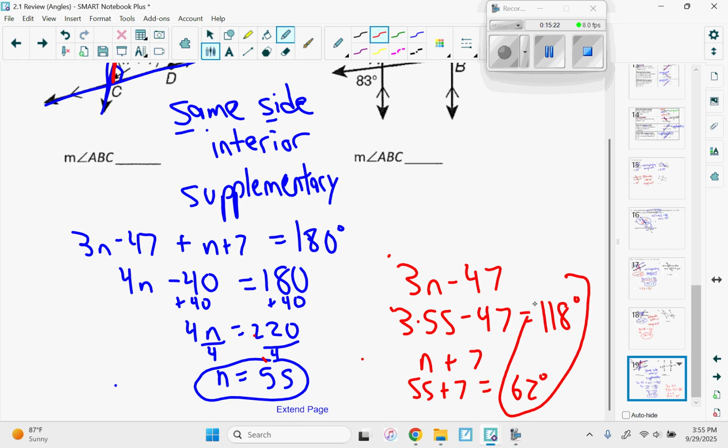Again, these two angles are supposed to be supplementary. Do they add up to 180? Yes, they do. So I know that my answer is correct at this point. Measure of angle ABC is 118 degrees.